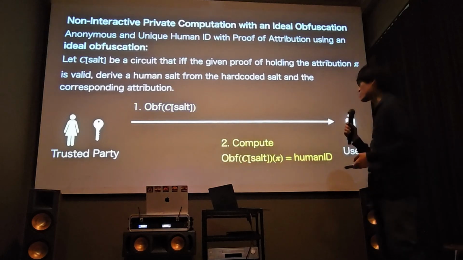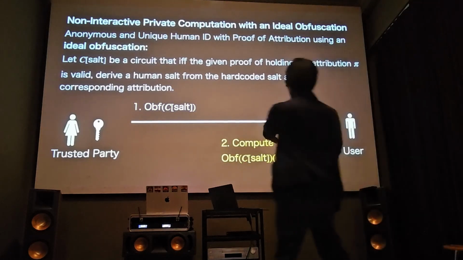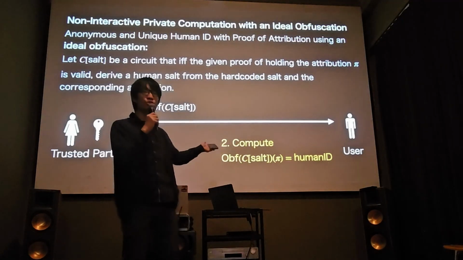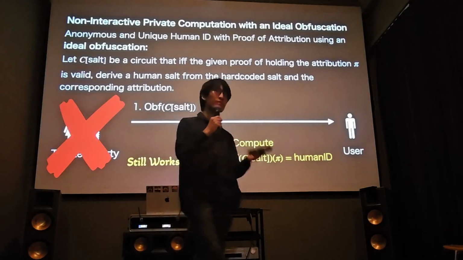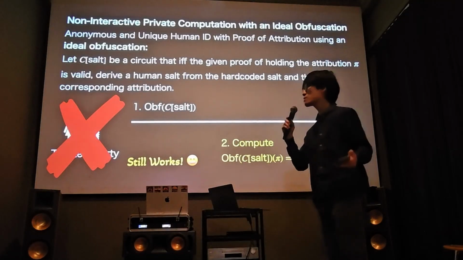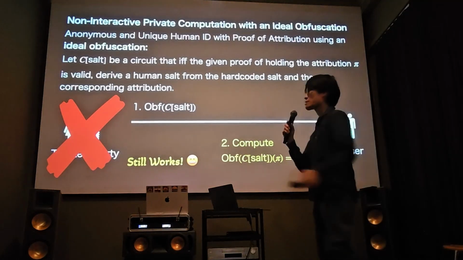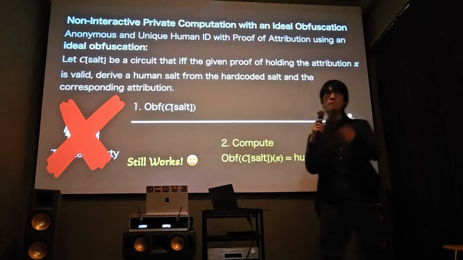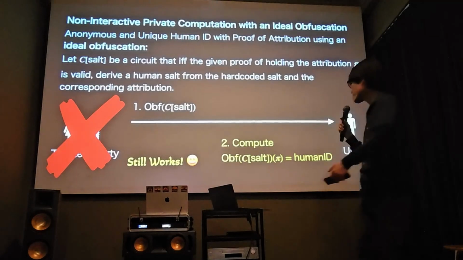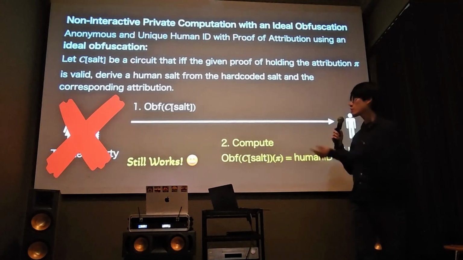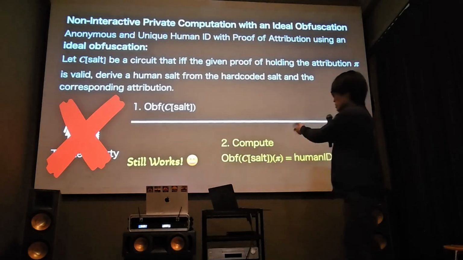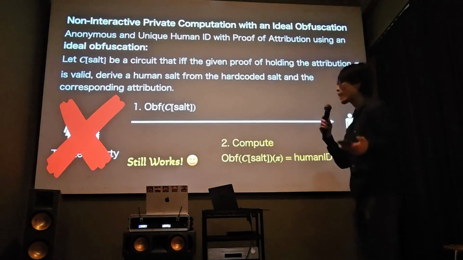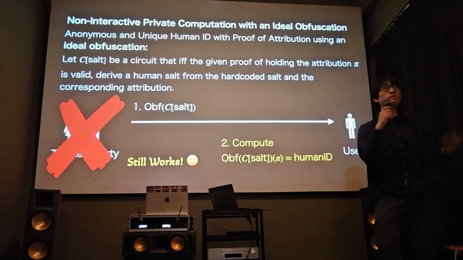And the evaluator can compute this obfuscated circuit just by providing the proof of holding the attribution to the circuit, which does human ID. And to check the liveness, we consider the case where this trusted party goes offline after releasing this obfuscation. Even in that case, the evaluator can still compute the human ID because it only requires this obfuscation, but this obfuscation should be published at the setup phase. So we can say we don't have to worry about the liveness of this trusted party.